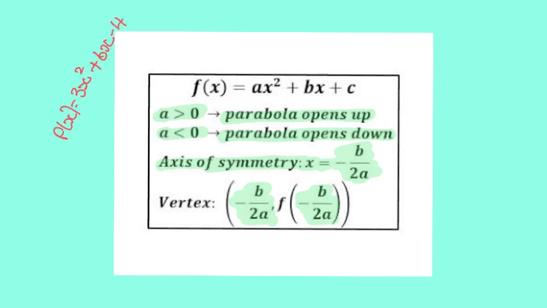So if we have the equation f of x equals 3x squared plus 6x minus 4, we know that the axis of symmetry is at minus 6 over 2 times 3, which is minus 6 over 6, which is minus 1. So the axis of symmetry is the equation x equals minus 1.